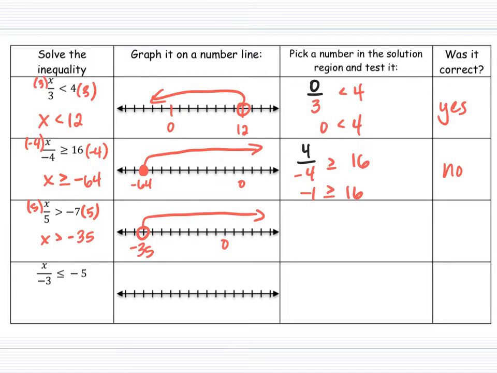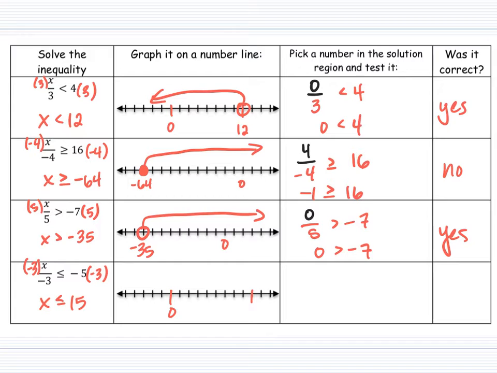I'm going to go ahead and use 0 again as my solution region point. 0 divided by 5 is greater than negative 7. Gives us 0 is greater than negative 7, and that is true, so that one worked. And the last one, multiply by negative 3. So x is less than or equal to a positive 15.